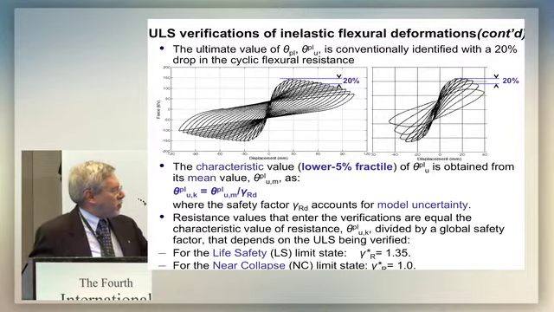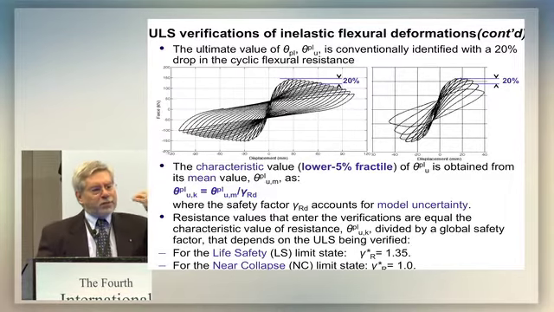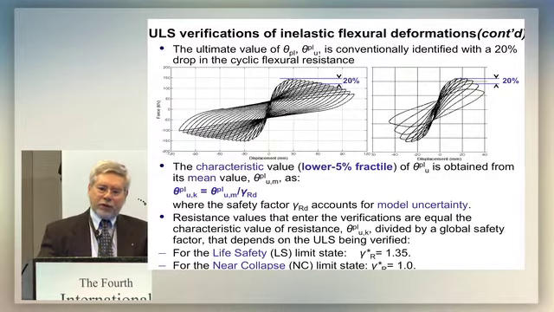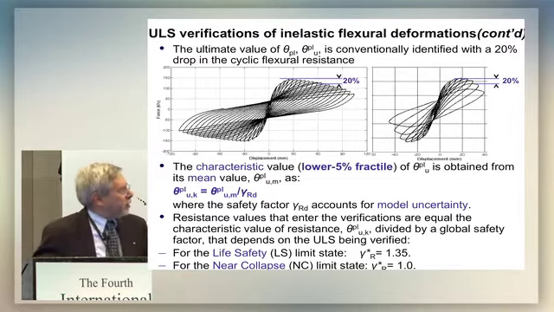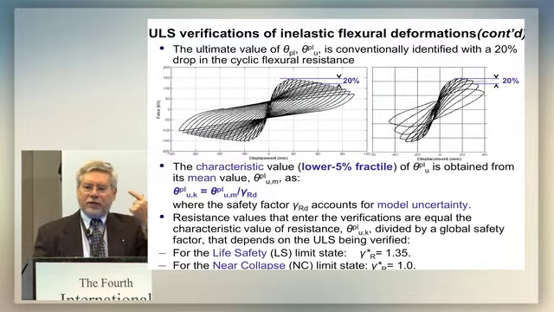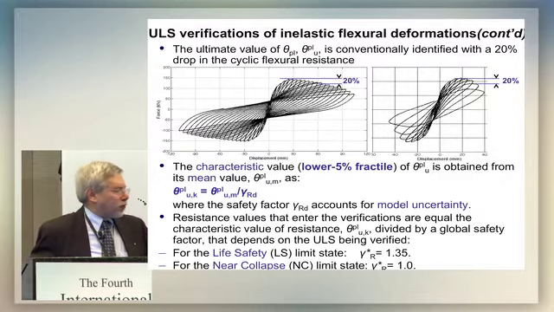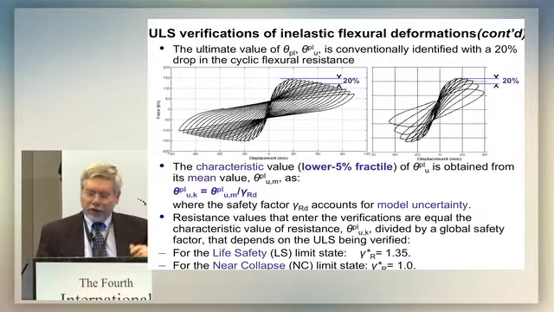And we calculate this capacity through some formulas, through some models, which give the mean value. But the models have very large scatter. So we base the verifications on 5% characteristic values, lower fractile of the ultimate deformation, and we get that from the mean value by dividing by a model-dependent gamma factor, which reflects model uncertainty. Now, on top of that, we apply a safety factor in the end, depending on the limit state. No safety factor for the near collapse limit state, 1.35 safety factor for the life safety.